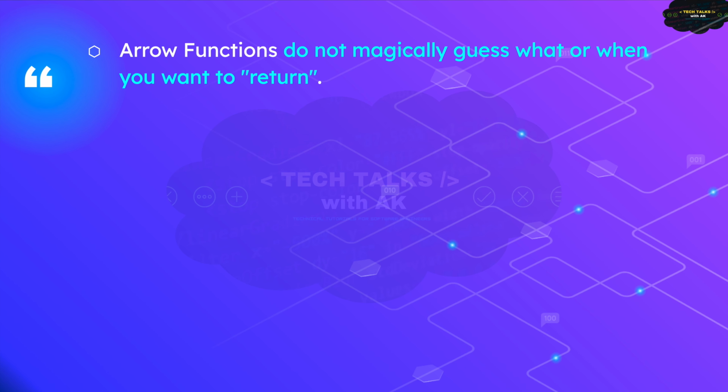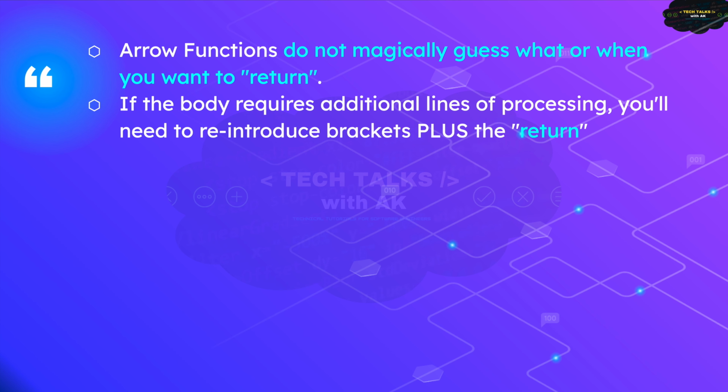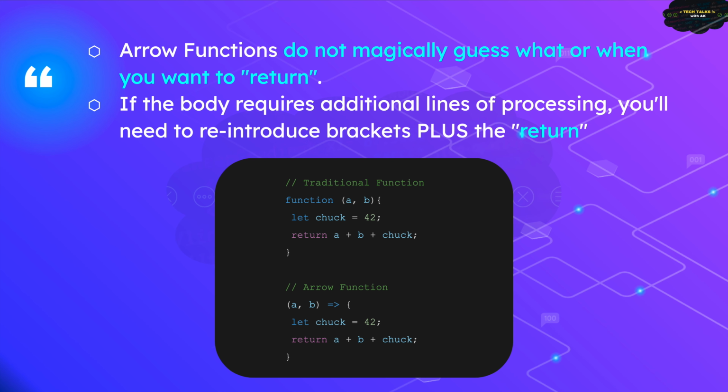Arrow functions do not magically guess what or when you want to return. You need to write return wherever is necessary or wherever you want to make that function return. If the body requires additional lines of processing, you will need to reintroduce brackets plus the return. Let's look at the example. A traditional function which accepts a and b, and it has a variable called chuck equal to 42, and it returns a plus b plus chuck. In an arrow function, we have a comma b arrow.